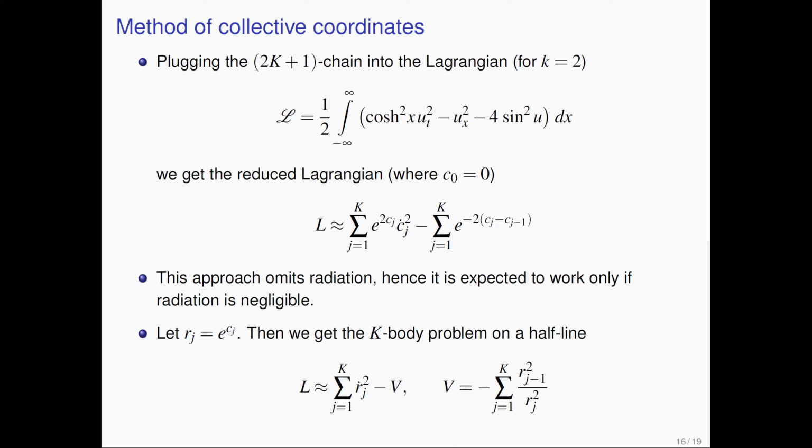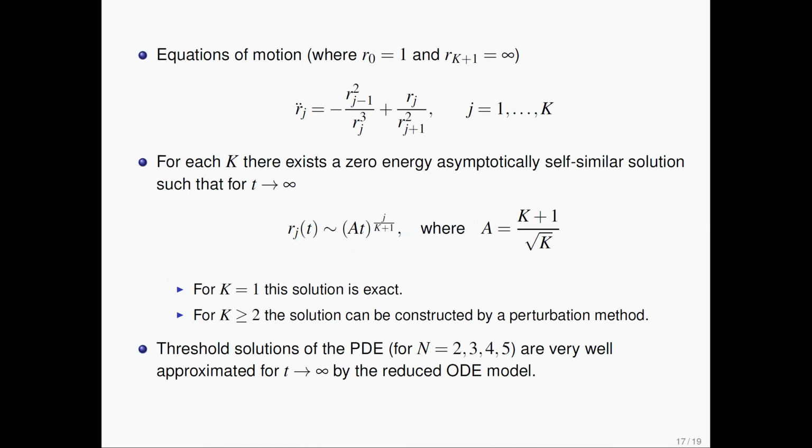And this can work, as I will show you in a moment, only because the solutions are asymptotically static, because this approach completely ignores radiation, interaction of kinks with radiation. And radiation can be neglected only when we have asymptotically static solutions. So now we have just this mechanical problem.